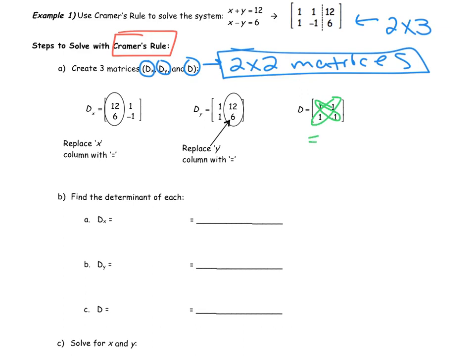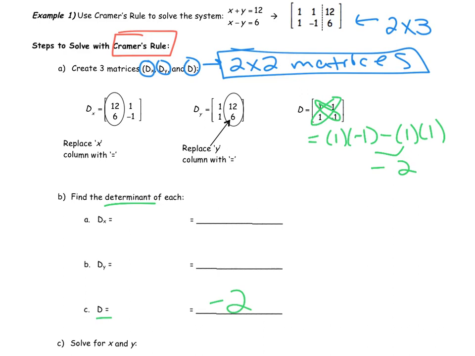So we have 1 times negative 1 minus 1 times 1. When we combine like terms, we get negative 2. So the determinant for d is negative 2.